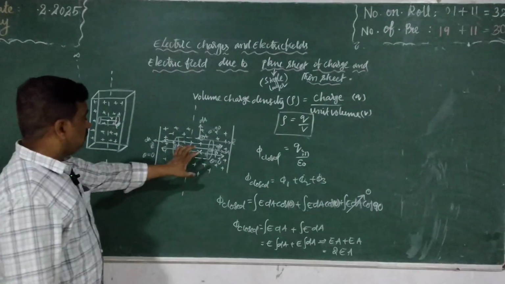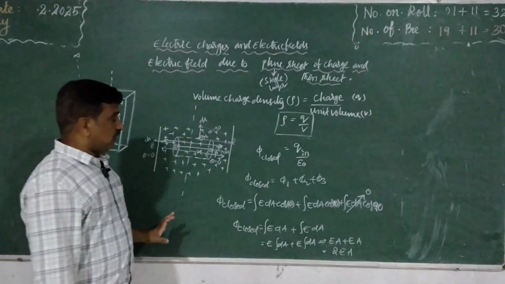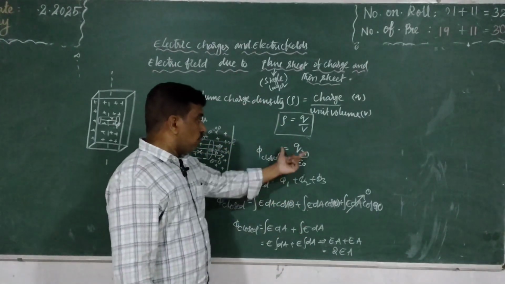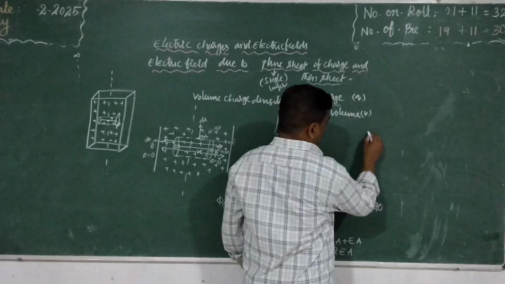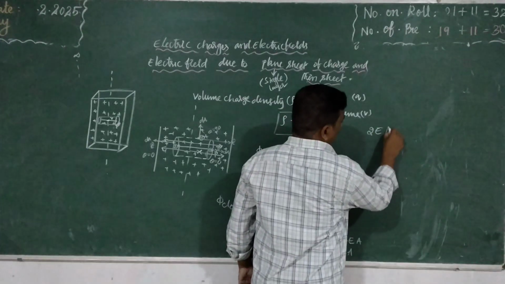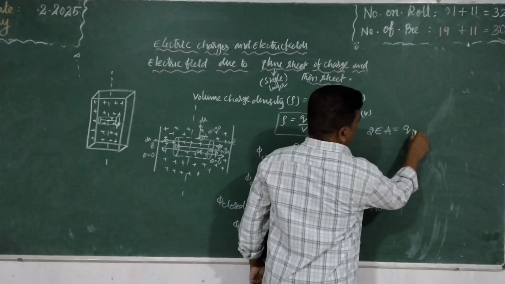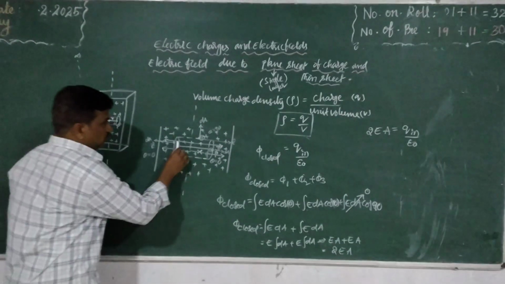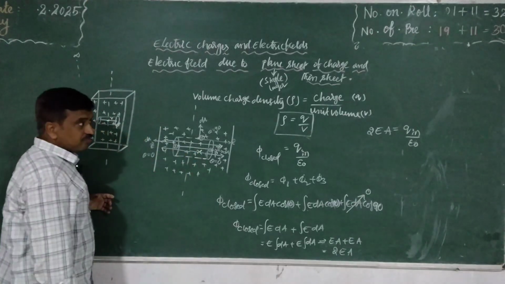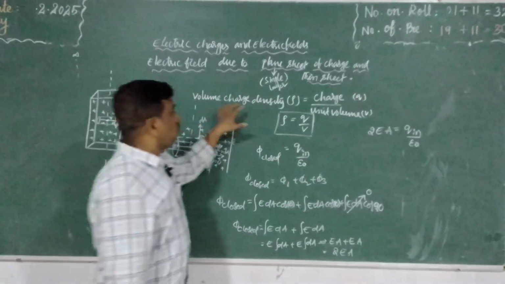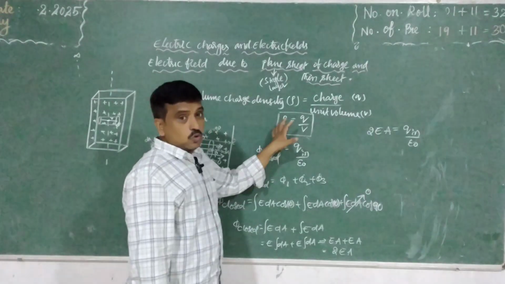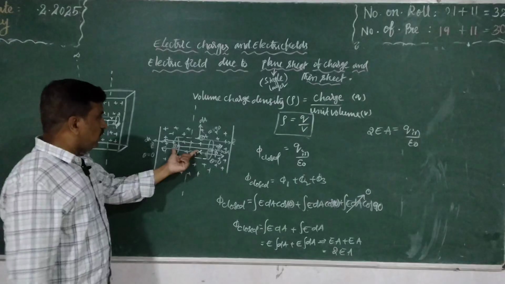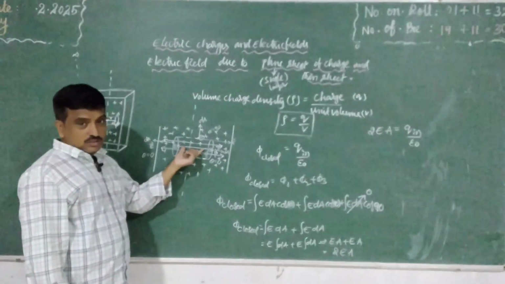So what is the flux through this Gaussian cylindrical surface? It is 2EA. So phi closed equals q by epsilon naught, which means 2EA equals q inside by epsilon naught. In this one, what charge is there? For that we can use volume charge density, rho equals q by V. Here, q inside is rho times volume.